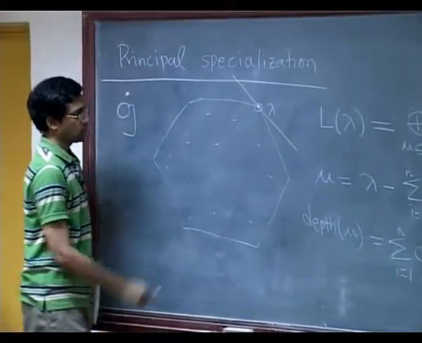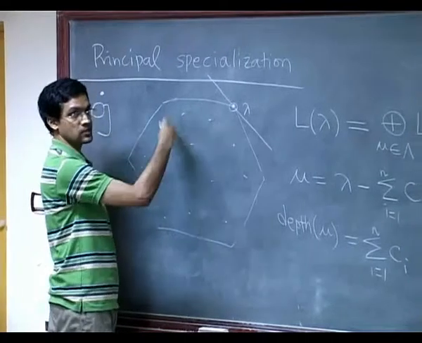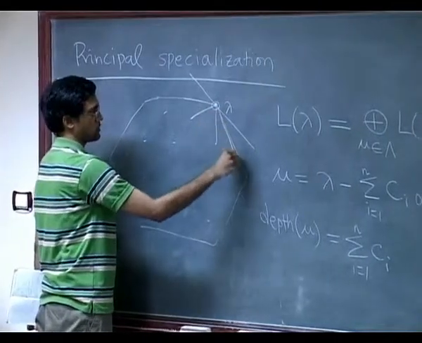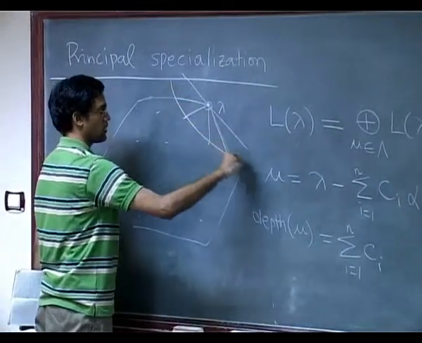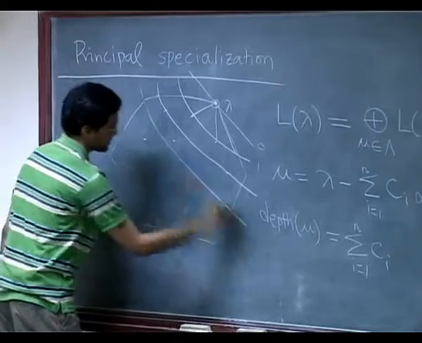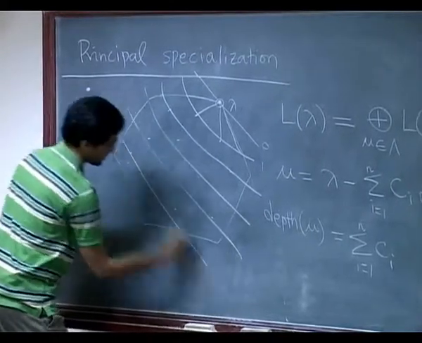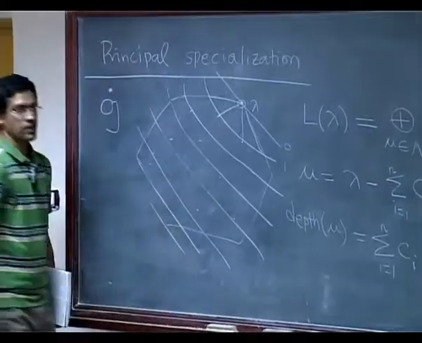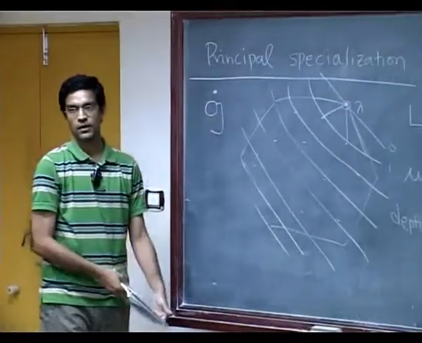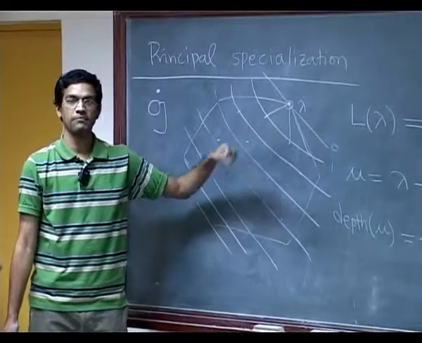Now, depth 1 would be anything which looks like lambda minus a simple root. Maybe there are several of them, a bunch of weights at depth 1. So it is depth 0, depth 1, and then you look at things which are at depth 2, depth 3 and so on. You sort of just stratify your module in this way. You just keep track of how many you get at each depth, right. So that is slightly finer information.